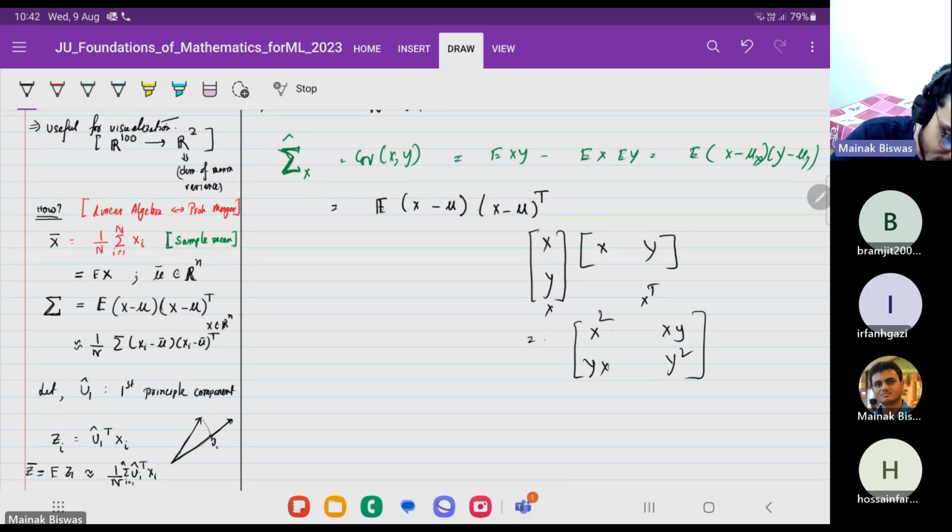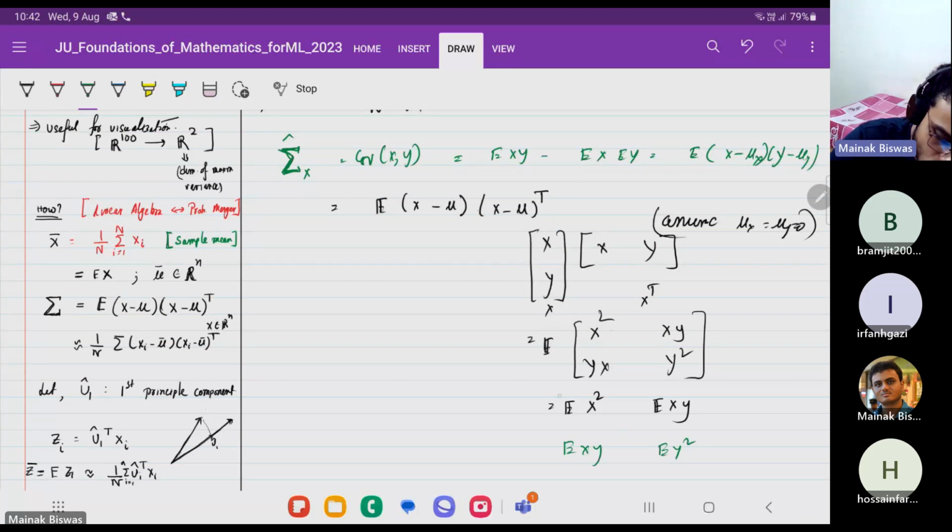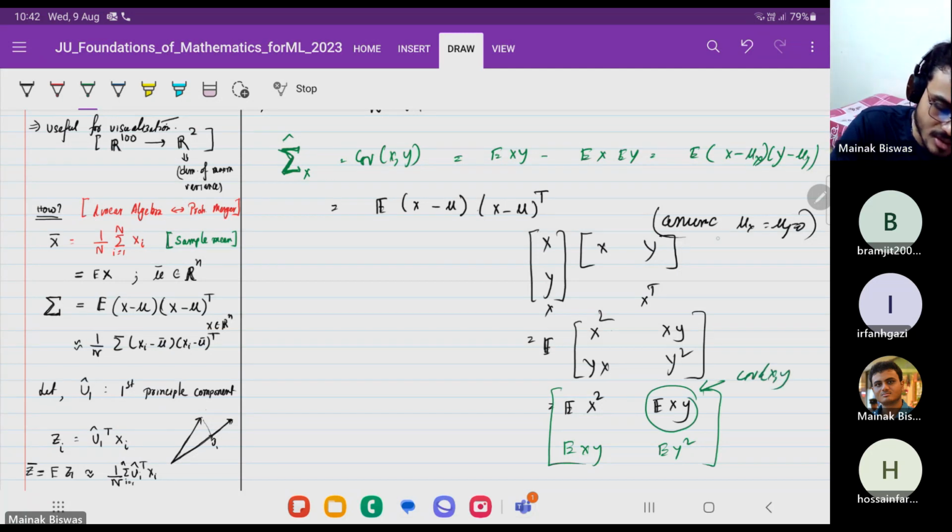So what is the first? If I take expectation over this, what will I get? Expected value of x square, expected value of xy. Assume mu x equal to mu y equal to 0 for the time being. You can always do it without that. Expected value of xy, expected value of y square. So what do you see? Doing this, you get the covariance. This is the covariance of xy, and this is the variance of y. Yes or no?